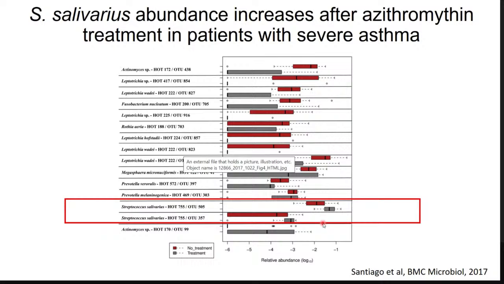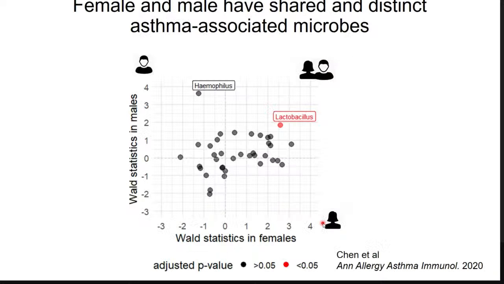asthma control. In this study, we wanted to identify the bacteria associated with asthma. The x-axis is the association in females, and the y-axis is the association in males. If a bacterium is associated with asthma in both females and males, it will be in this quadrant here. We found one such bacterium, Lactobacillus. But interestingly, we found another bacterium, Haemophilus, which is only associated with males, but not females.